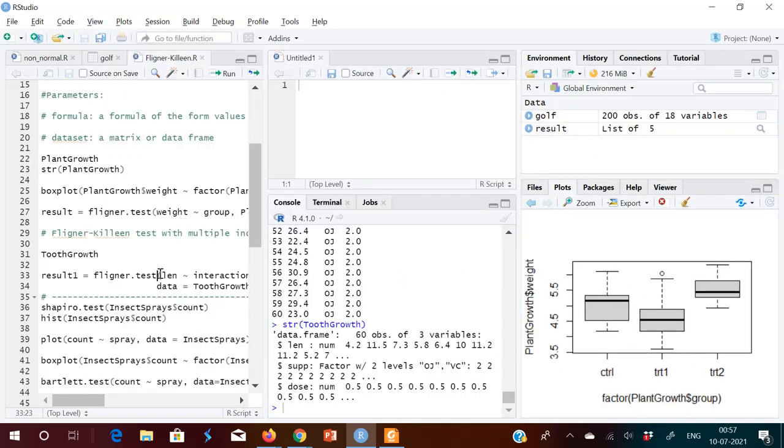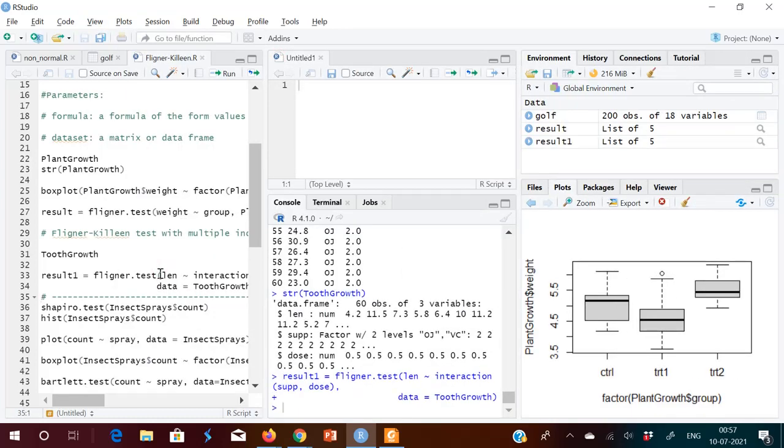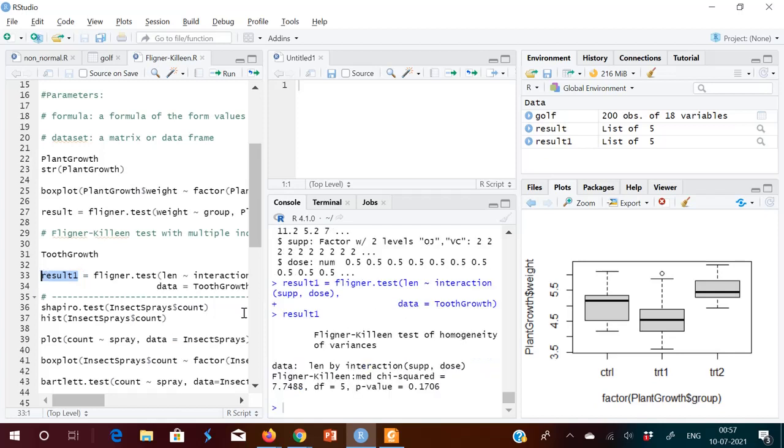So I'm going to do this, and then let us see the result. Here, same, there's not much difference in the variance, because this p-value is 0.1706.